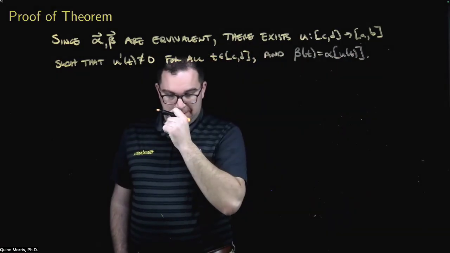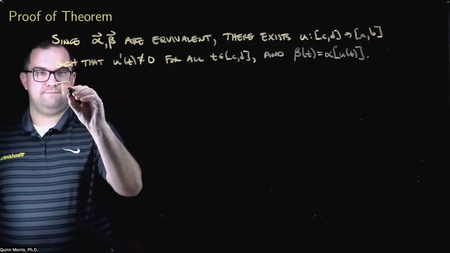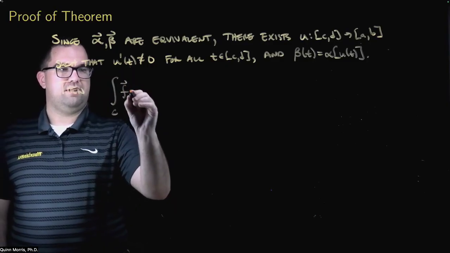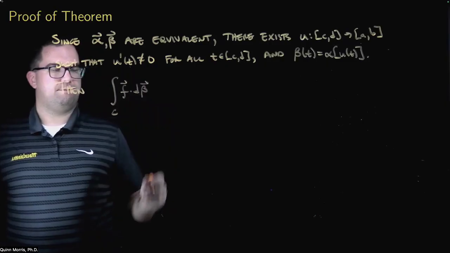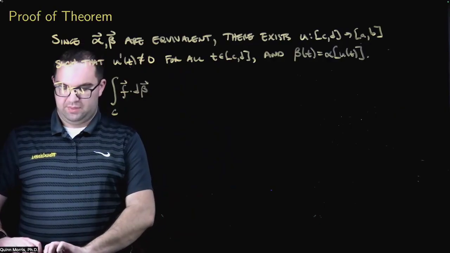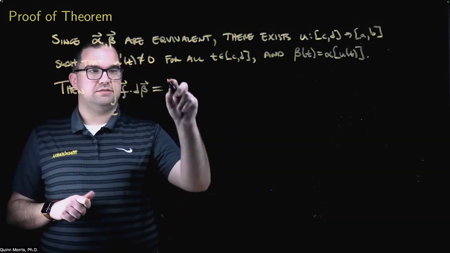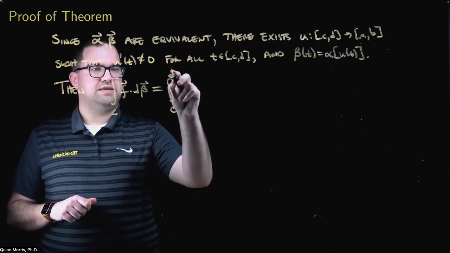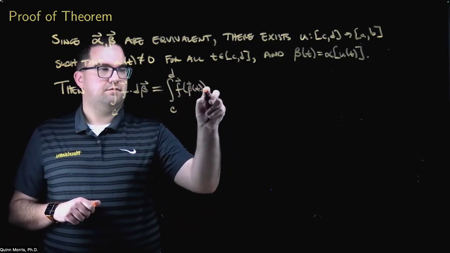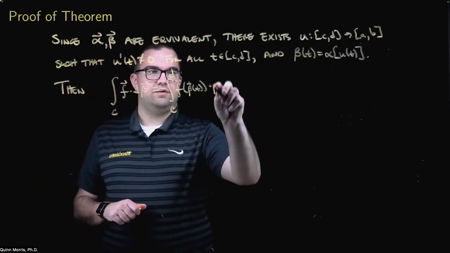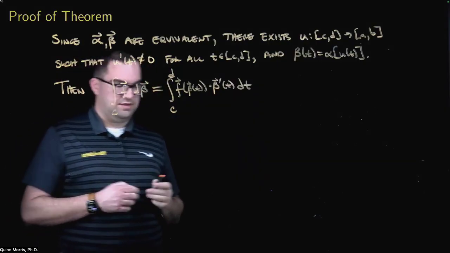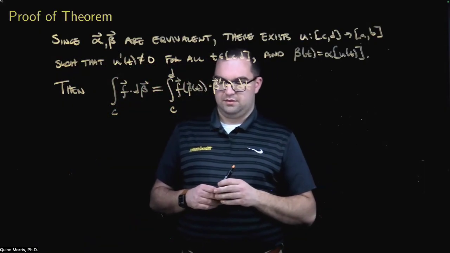All right. Well, let's start then by looking at the line integral over C of f d beta. Well, what is that? By definition, from last time, we saw this is defined as the integral from C to D of f of beta of t inner product with beta prime of t dt. That's simply the definition of the line integral.